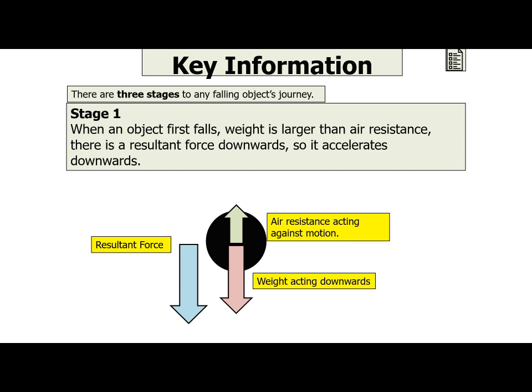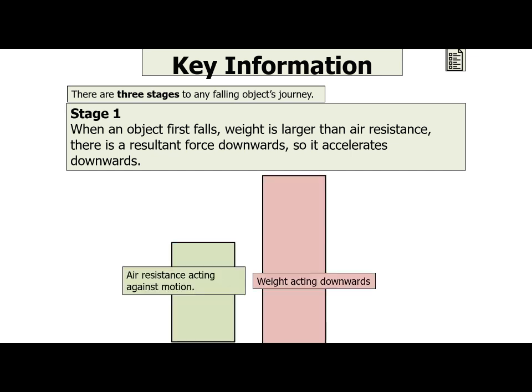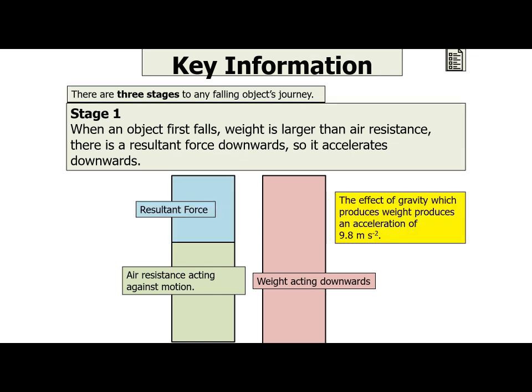So you can see here that our resultant force is linked to both the weight acting downwards and the air resistance against the motion. Now a resultant force causes an acceleration in the direction of the resultant force, which is Newton's first law of motion. So here in this example, the object accelerates downwards as there's a resultant force acting downwards, which we can see here, because the air resistance or the drag is a lot less than the weight, so therefore we will have our resultant force.